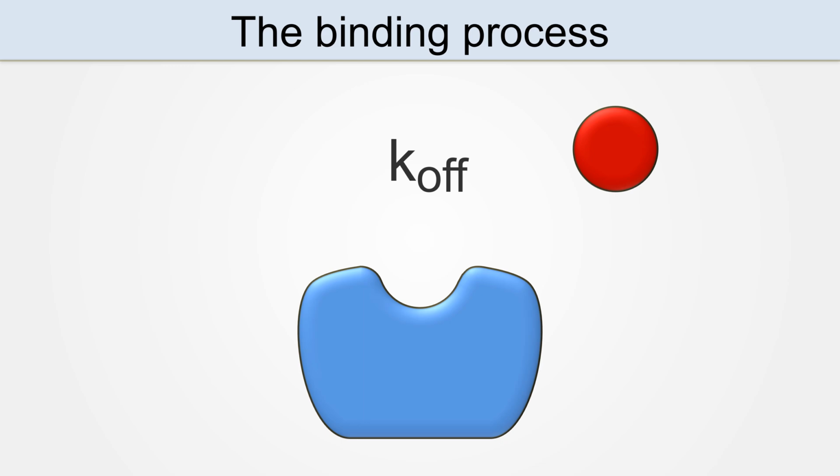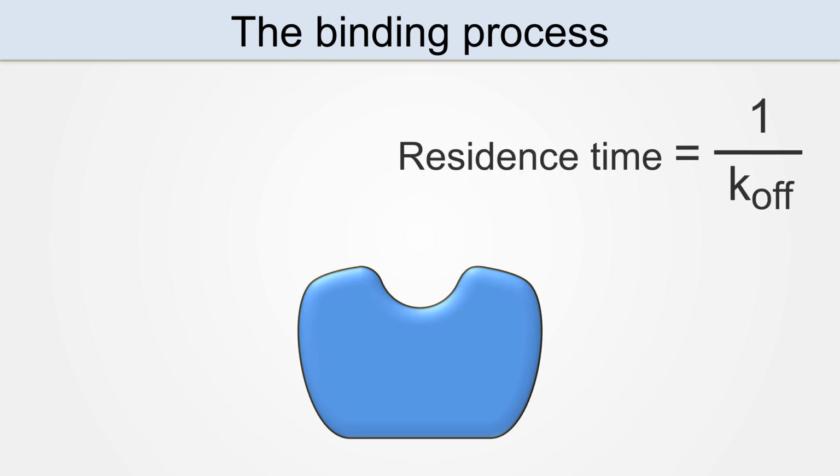It defines the average length of time the drug remains bound to the target. This length of time is usually expressed as the residence time, which is equal to 1 divided by K-off. A long residence time could help drug efficacy, which is good, but it can also introduce artifacts into the in vitro assays we use to optimize new therapeutics, which is bad. We'll be going through this today.